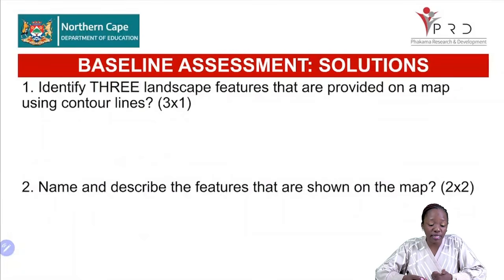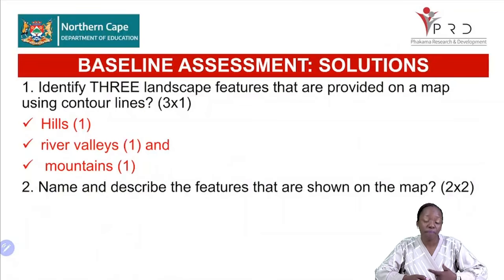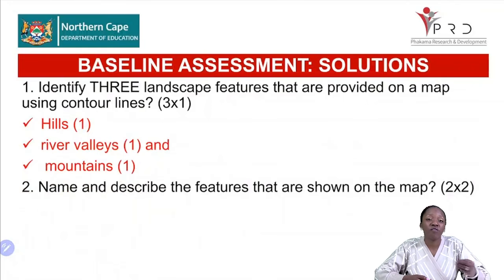So let us look at our first question, whereby you are supposed to identify the three landscape features that are provided on the map. Number one, the hill. It's a landscape that is provided on the map, and you are able to identify it using the contour lines. Then secondly, we have the river valleys. The river valley, again, is another landscape that you can identify on the map using the contour lines. And then lastly, we're looking at the mountains. Remember, there is a difference between just the hill as well as the mountain.